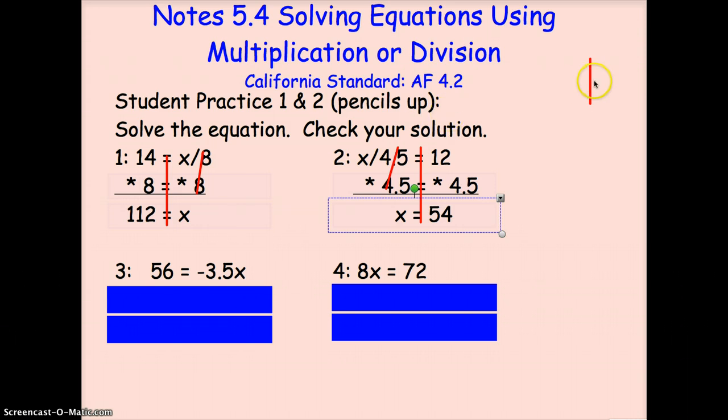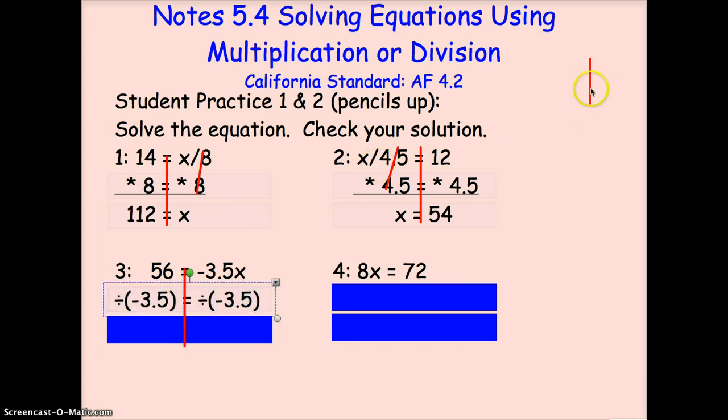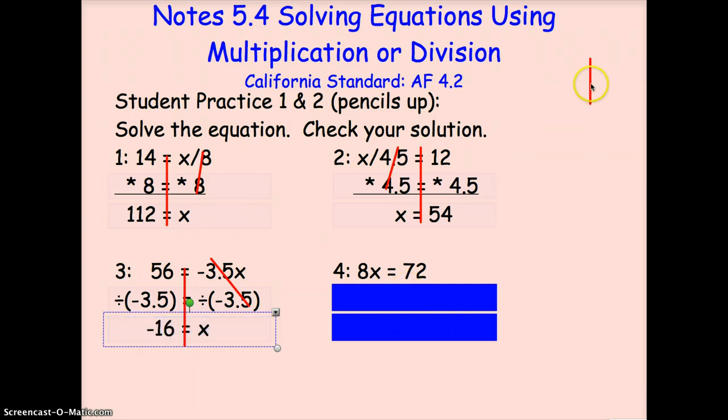Okay, problem 3, again, drawing my fence. Now, this time I see multiplication, so I need to undo it with division. Don't forget about your negative sign. You have to take care of both. Bring that negative with the 3 and 5/10. These cancel out. I'm left with the x. And over here, when I do that division, I'm left with -16. Watch out for those negatives. They will get you. You have to remember your same negative rules that we learned with integers.